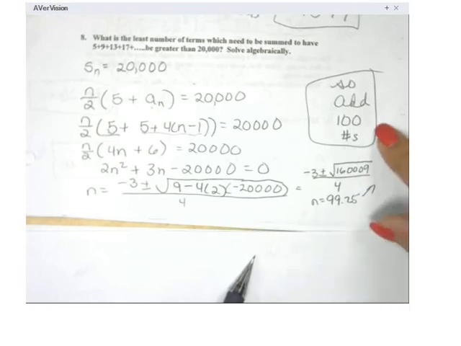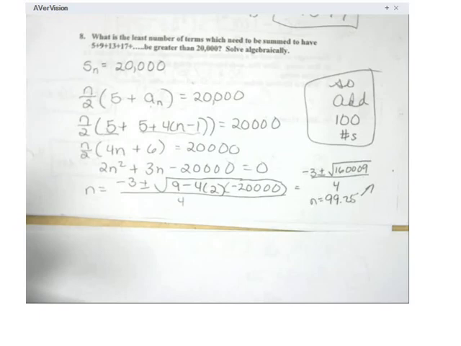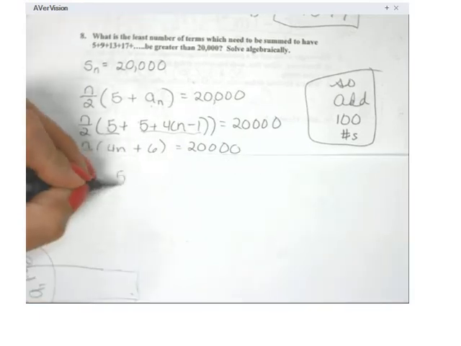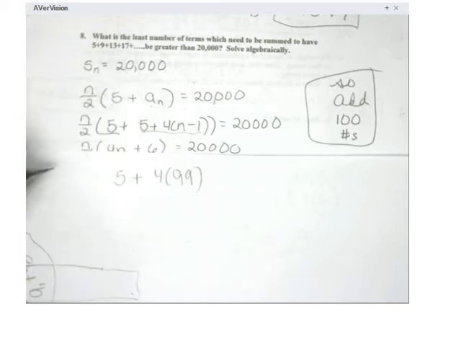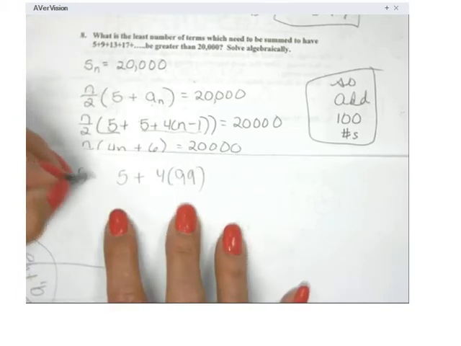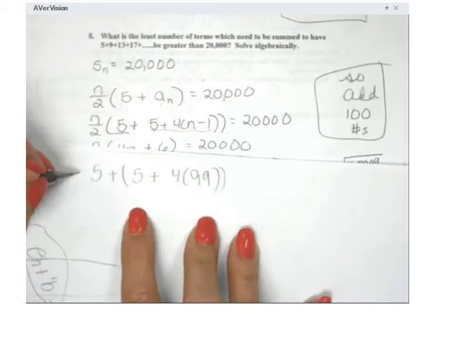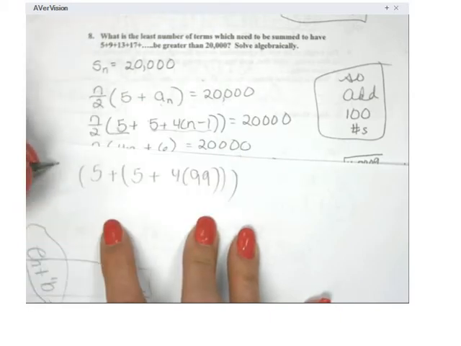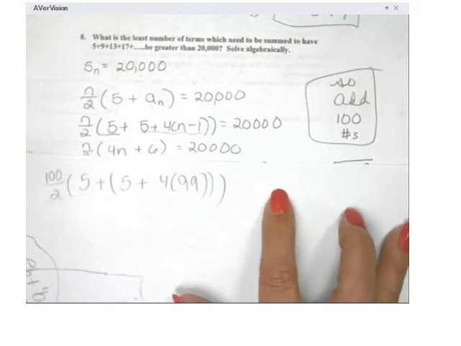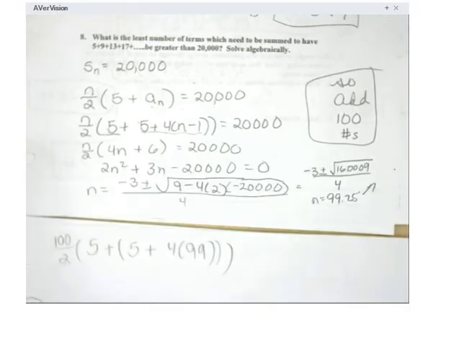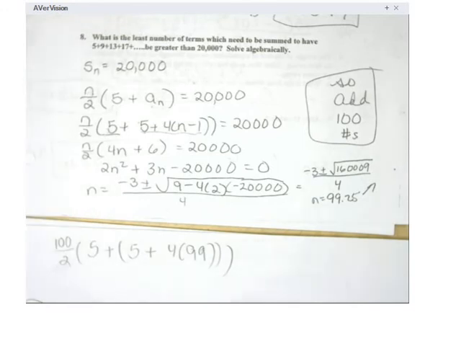And again, I could go back and find what the 100th number was by taking 5 plus 4 times 99, and then take first plus last times n, which I'm saying I have 100 numbers, over 2, and double check and make sure it's just a little bit over 20,000. And it will be. So now you're ready to practice. I showed you a lot of examples of different ways that the arithmetic series can come up.